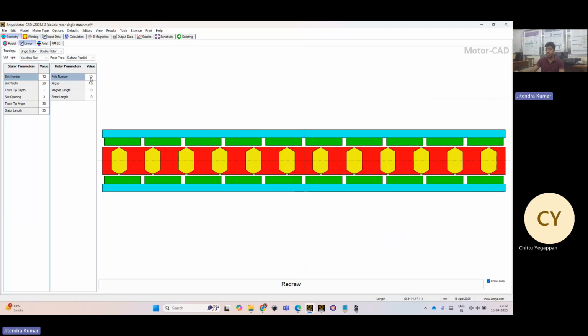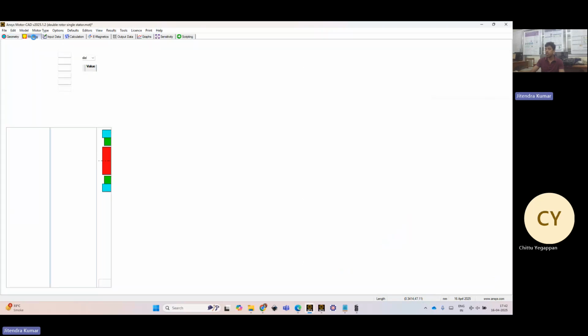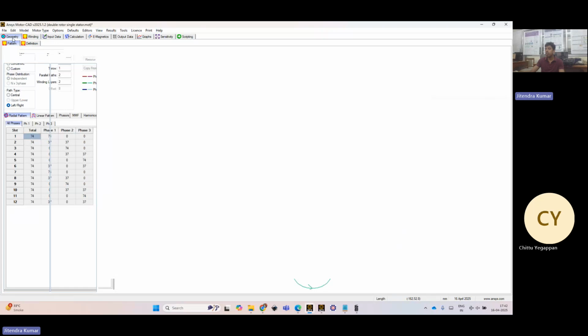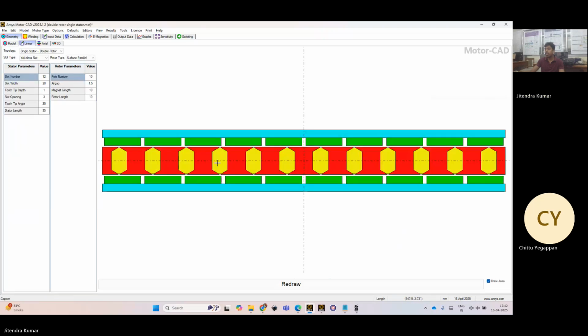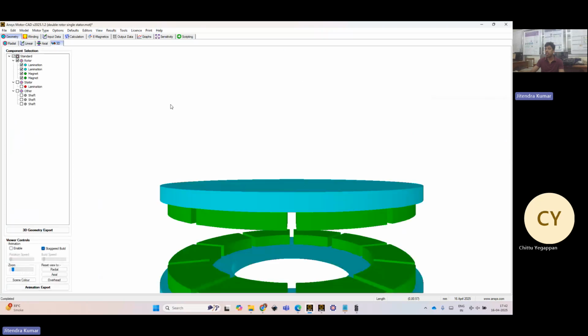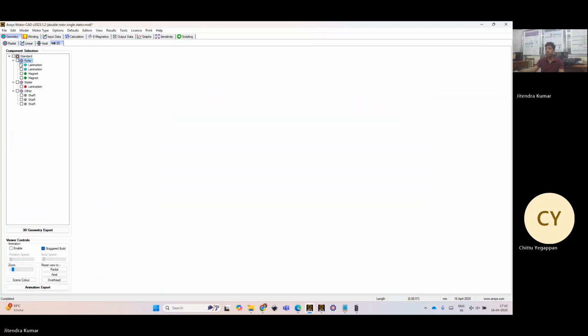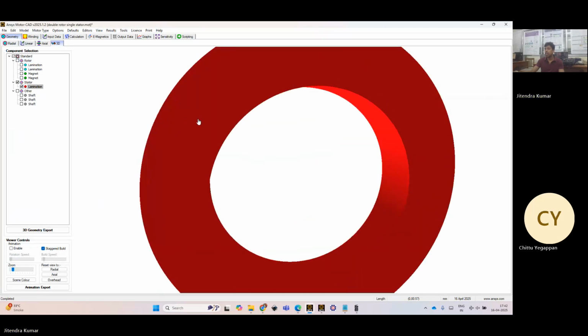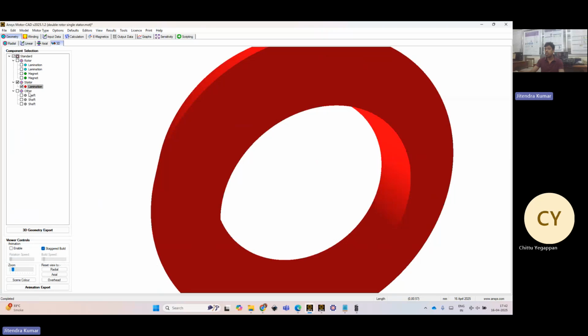12 slot 10 pole again. This is a valid combination as I told you. But how will the winding be? They will be around the coil. Or rather, in 3D, if I try to explain, this is a stator lamination, and in the stator they will be wound like this. Radially, they will be wound.